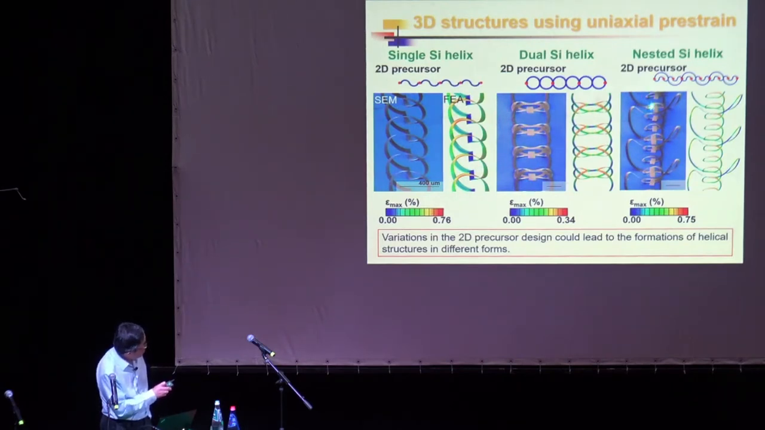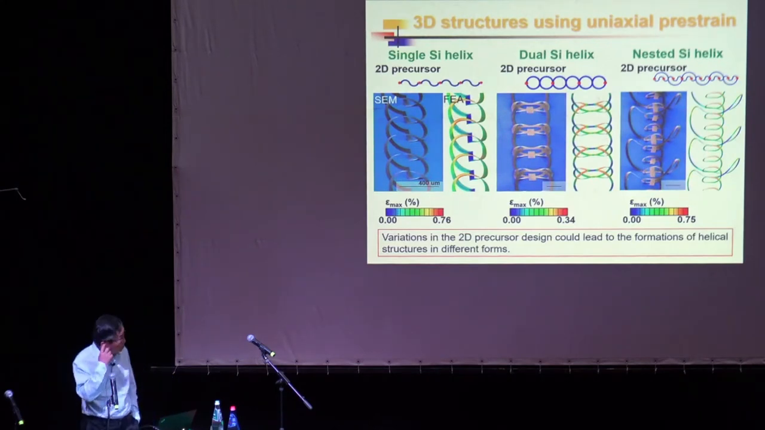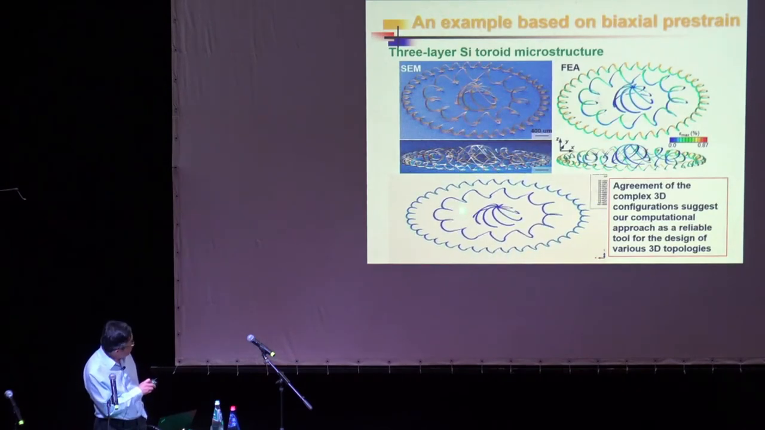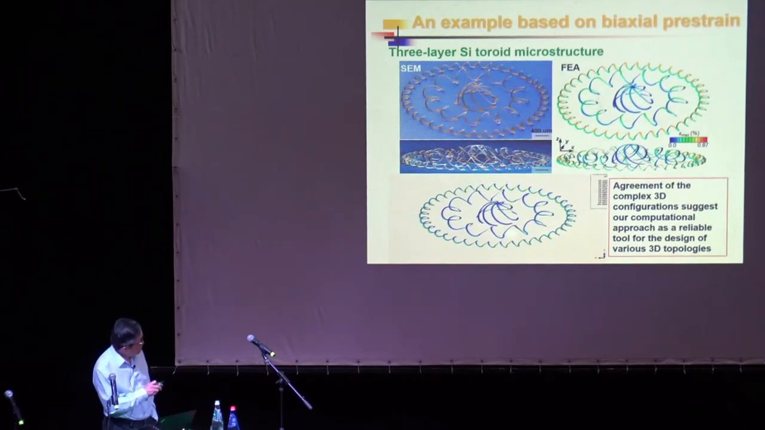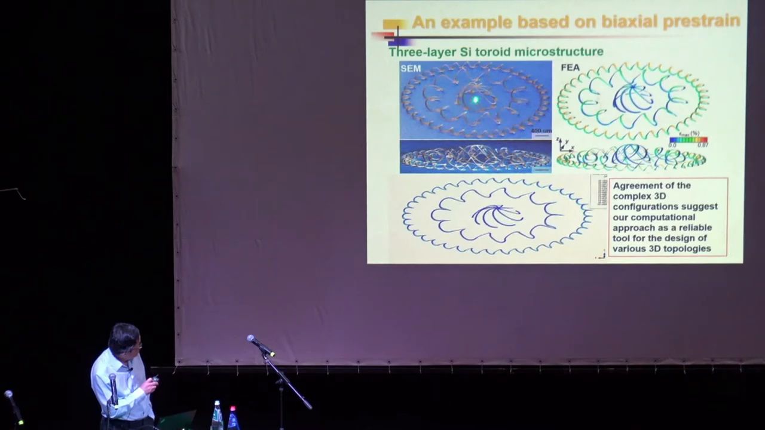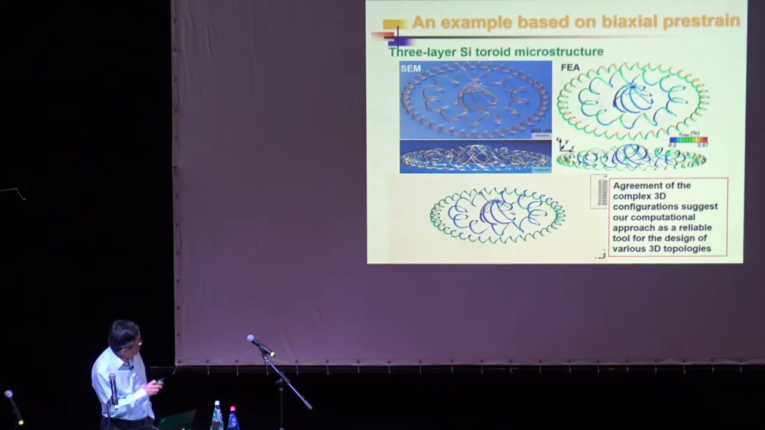This is the nested silicon helix. You can see how complex it is. And this one here is the mechanics prediction. So you can really make very complex three-dimensional shapes by using two-dimensional fabrication technology. Let me show you one more illustration. This is completely two-dimensional initially, but after the silicon shrinks, it forms a three-dimensional shape. You can see, yeah. This is the SEM image, and this is the final shape. Theory and experiment agree very well.